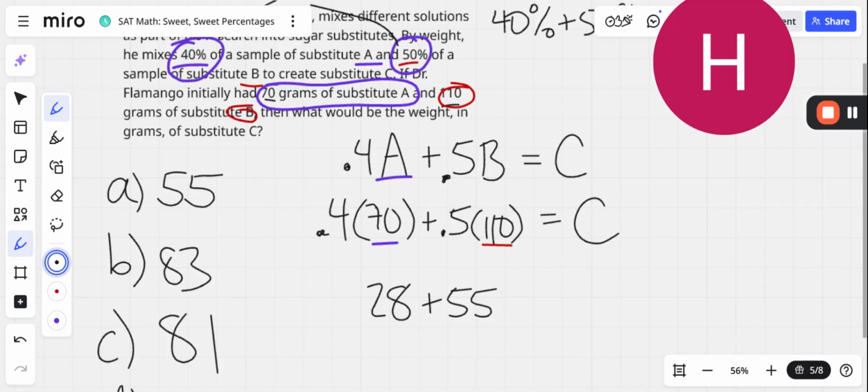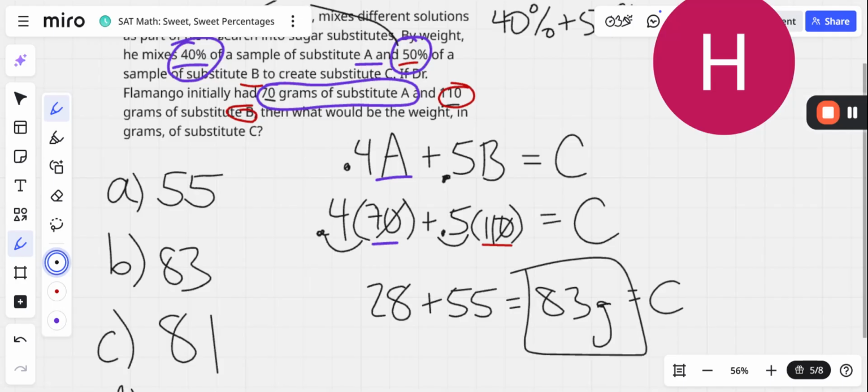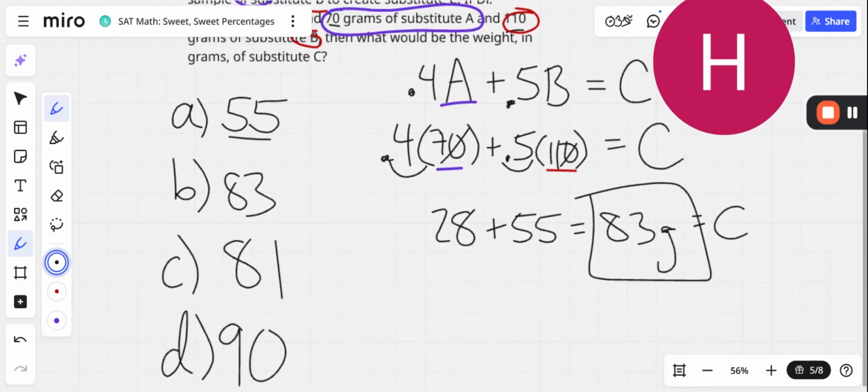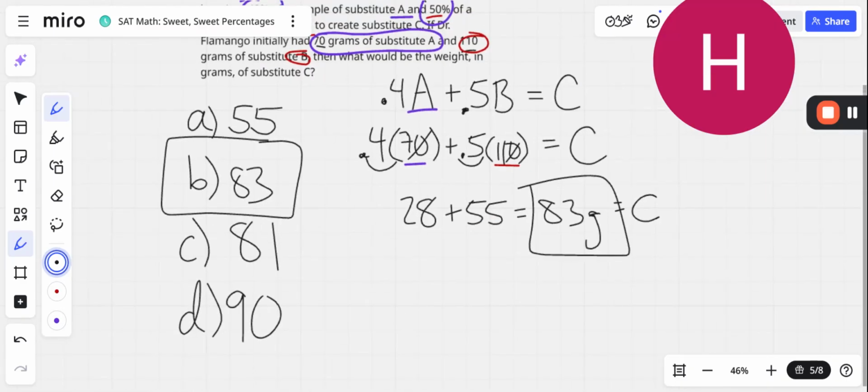You just do 4 times 7, right? A decimal move to the left and a 10 basically cancels each other out. So 4 times 7. Same thing here. This is basically just 5 times 11. And that's going to give us 83 grams. That is the weight of sample C, based on how much Dr. Flamingo had on hand. Okay, so that's going to be option B.